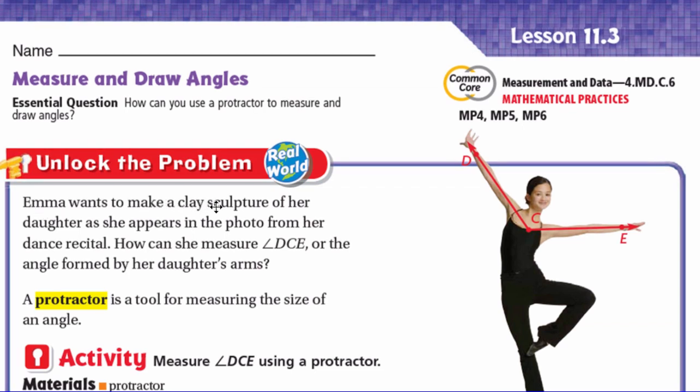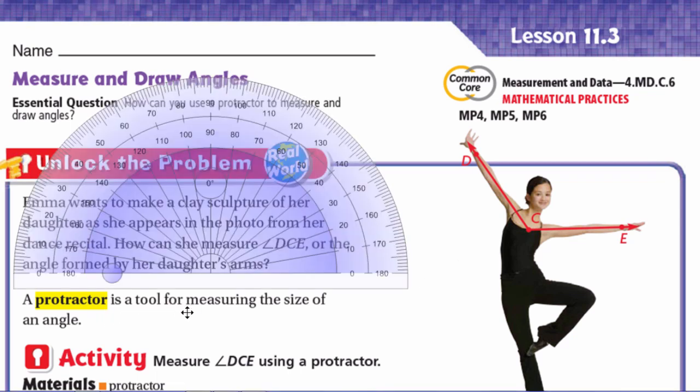Emma wants to make a clay sculpture of her daughter as she appears in the photo from her dance recital. How can she measure angle DCE, or the angle formed by her daughter's arms? Okay, to measure this angle we need a protractor. A protractor is a tool for measuring the size of an angle.